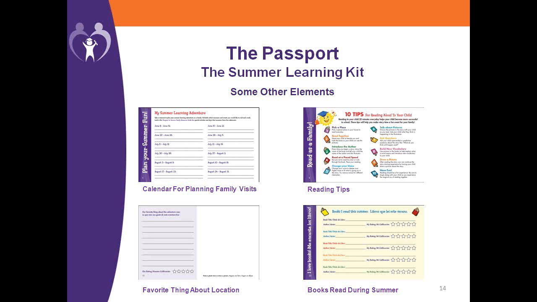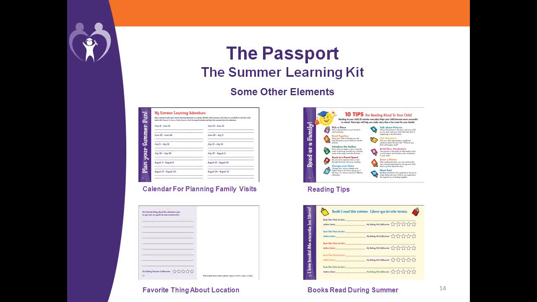To your bottom left, you have a snapshot of a page where children can write their favorite things about the location. So if they go to the California African American Museum, for instance, and they find some things that they really like about the museum, they can jot that down on this page.